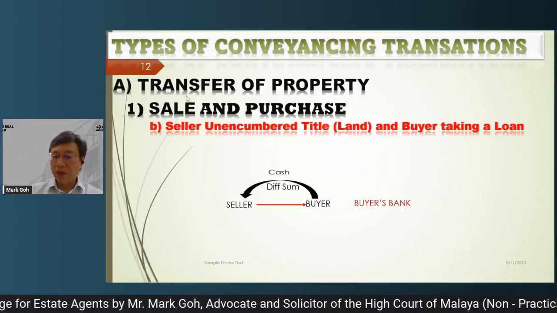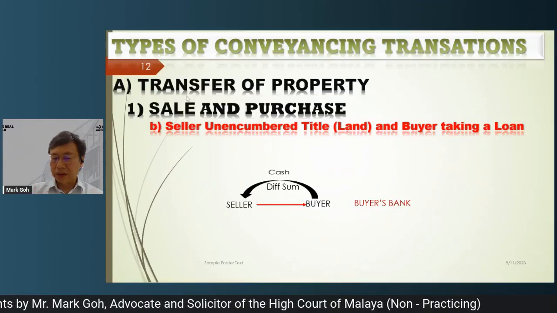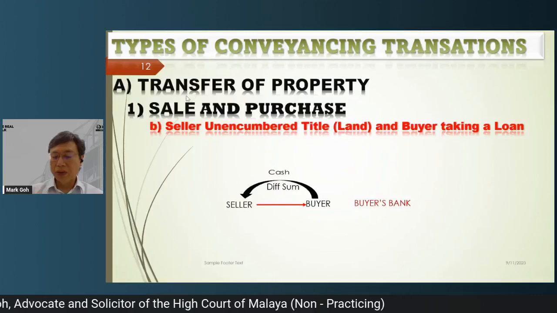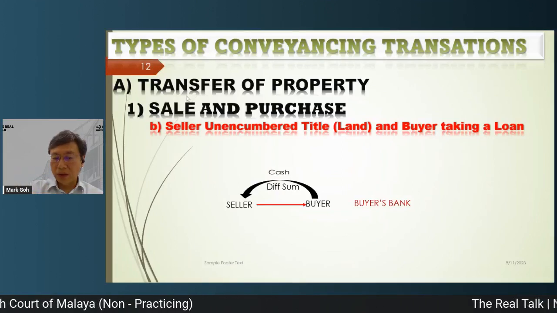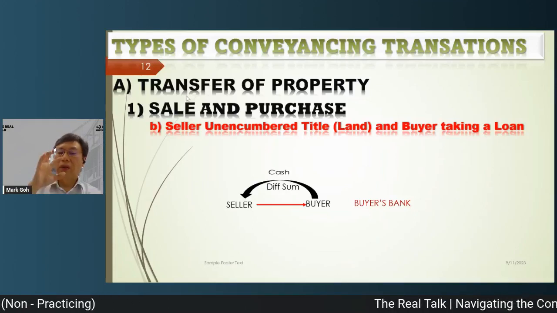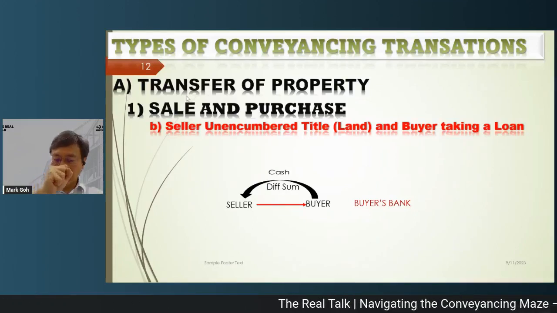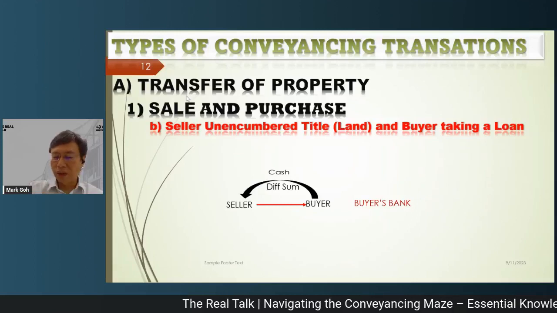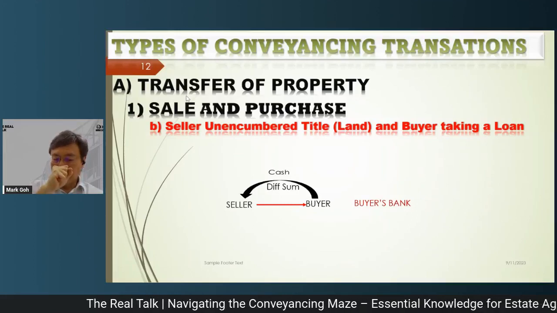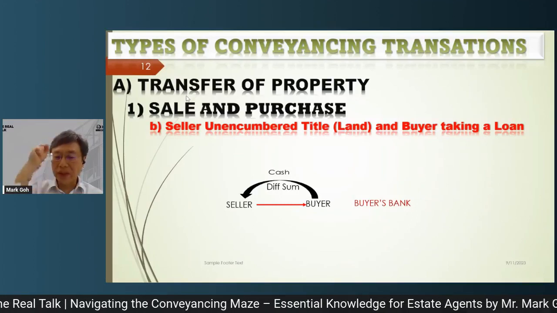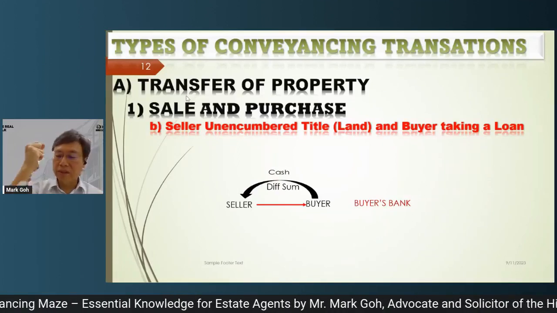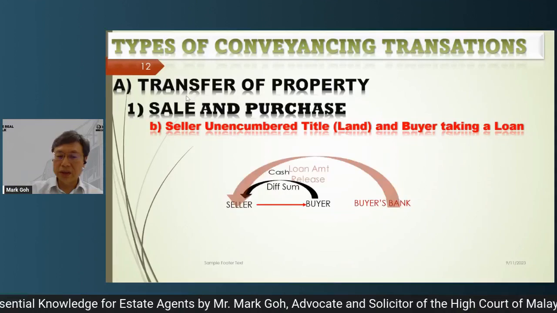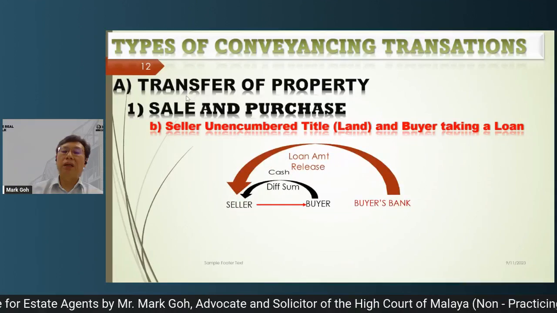So the buyer will have to pay first. The bank is not going to pay. So the buyer borrows 80,000. The buyer will have to pay the 20,000 to the seller, the differential sum, first. Once the seller or his lawyer receives it, when I say seller, buyer, I'm talking about their lawyers, when the seller's lawyer receives it, he confirms, he tells the buyer's bank, I have received the differential sum. You can now release the loan amount, 80,000.